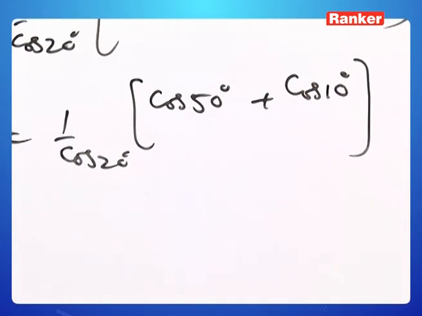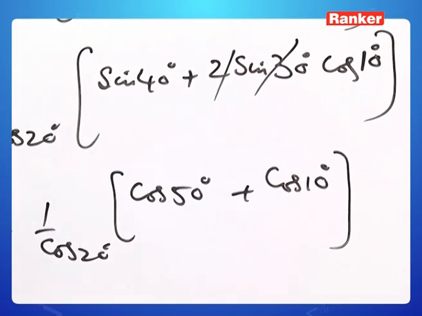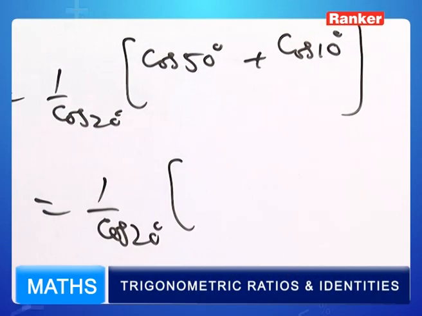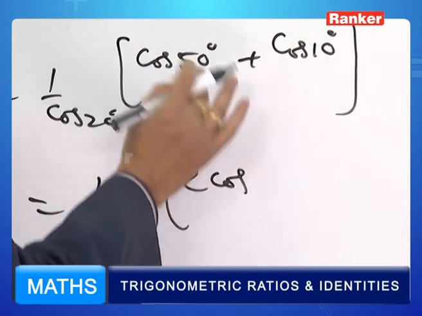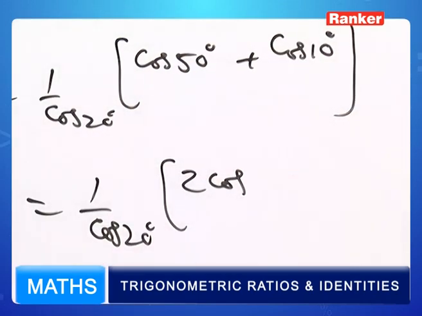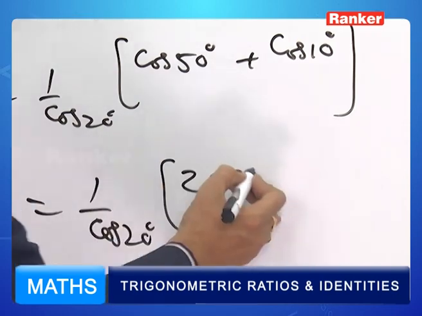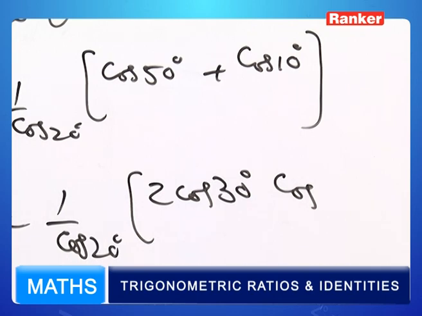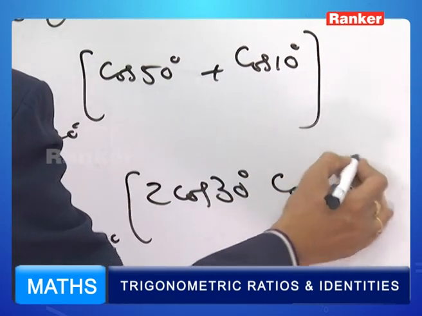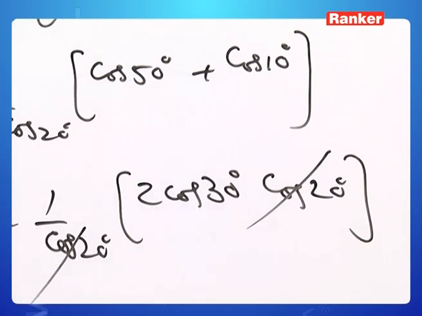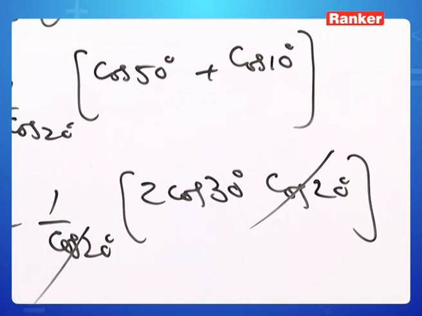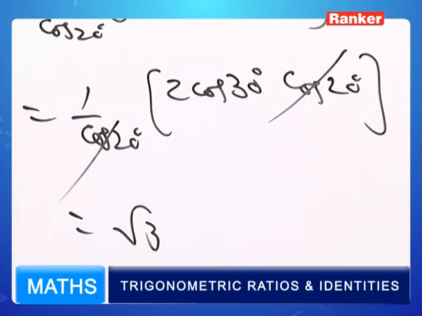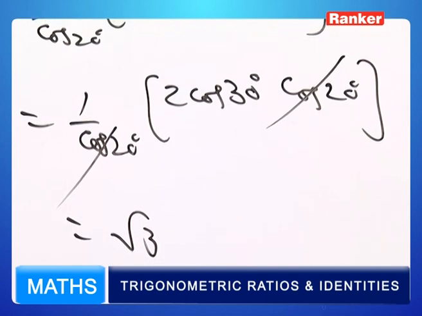Now you make use of cos C plus cos D. What is cos C plus cos D? 1 by cos 20 degrees into, come on, what is cos C plus cos D? 2 cos (C plus D) by 2, 50 plus 10 by 2, 60 by 2 means 30, into cos (C minus D) by 2, 50 minus 10 is 40, 40 by 2 is 20. Cos 20 and cos 20 can be cancelled. What is cos 30 degrees? Root 3 by 2. 2 into root 3 by 2 is root 3. So what is the simple answer for this question? It is root 3. It's a beautiful question.